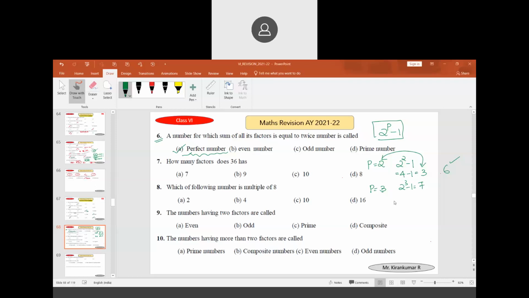2 to the power of 3 minus 1 into 2 to the power of 3 minus 1. If I do this, 3 minus 1 is 2, into 7, 28. Yes, it is something like this. I will tell you the formula to find.